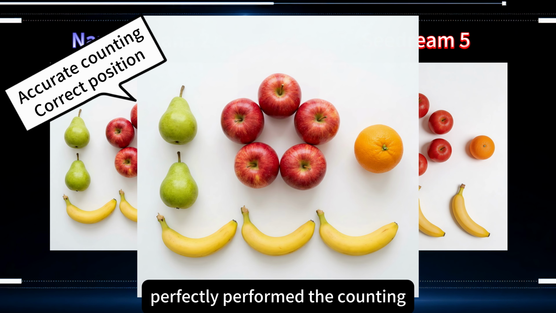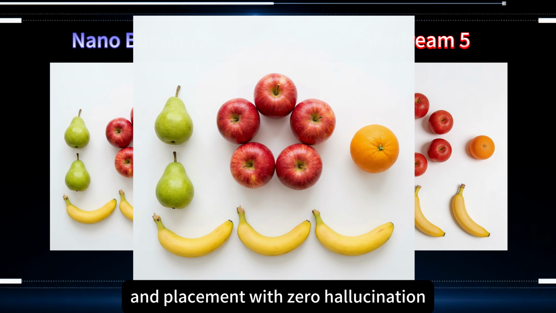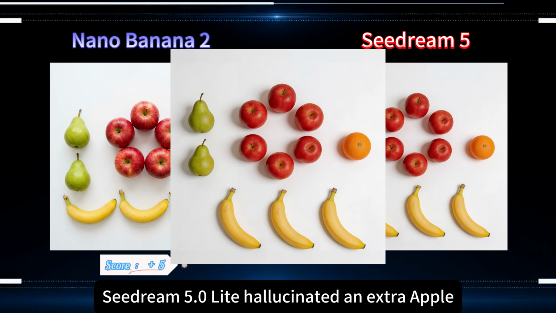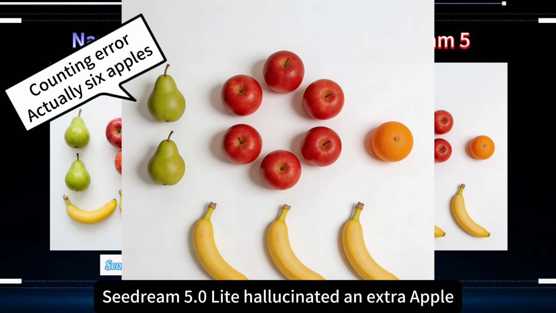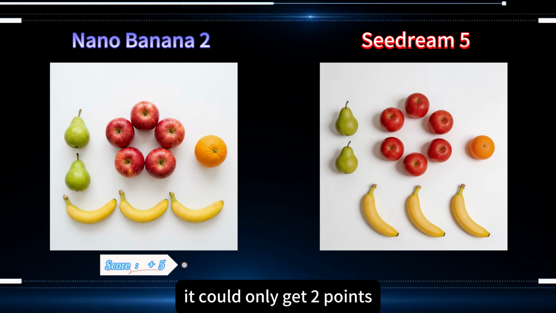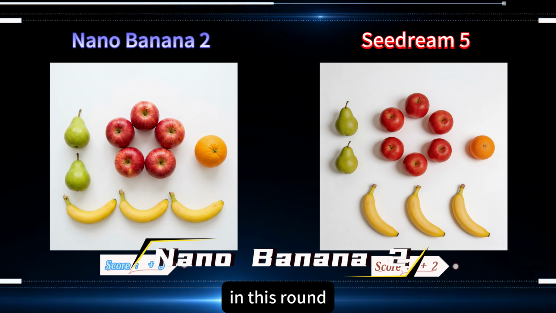Nano Banana 2 perfectly performed the counting and placement with 0 hallucination. It got 5 points. Seedream 5 Lite hallucinated an extra apple, 6 instead of 5, and failed the strict counting. It could only get 2 points. In this round, Nano Banana 2 wins.